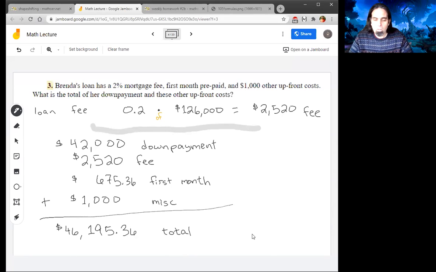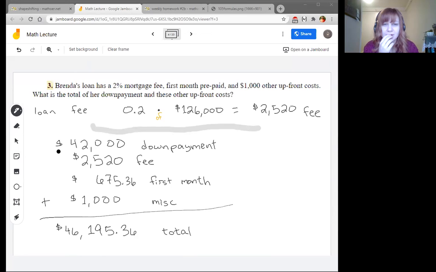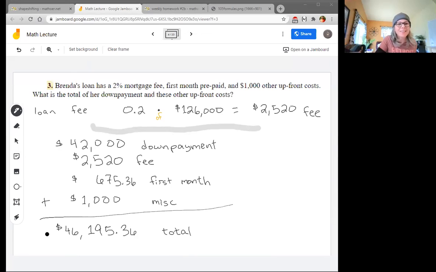So she needs quite a lot to get her house. Hey, David, I keep getting $45,195.36. What am I doing wrong? So I've got 42. Oh, you're missing the $1,000 of miscellaneous. There we go. Thank you.